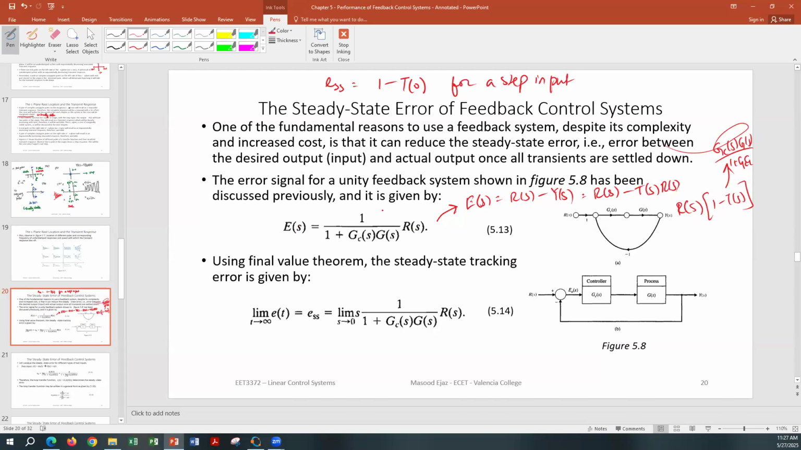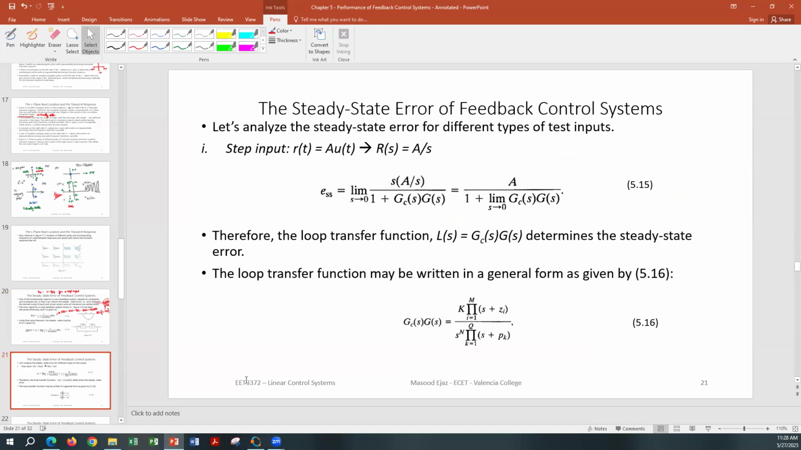So the tracking error in the Laplace domain simply can be given by that expression, 1 over 1 plus Gc(s)G(s) times R(s). And if you apply the final value theorem, then you can calculate the steady state response, of course, based upon whatever the value of R(s) is. Right now, we are not assuming any specific input signal, a step, ramp, or parabola. We're just showing that this is how you can calculate the steady state value: limit s tends to 0, s times the error, which is 1 over 1 plus Gc(s)G(s) times R(s). Now we're going to take different values of R(s), and we're going to see how the steady state error is going to be.